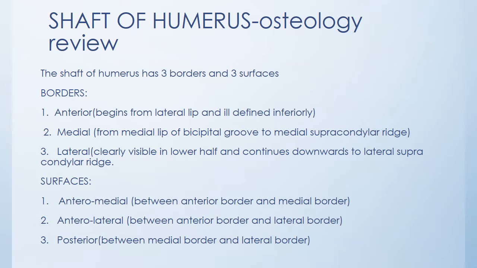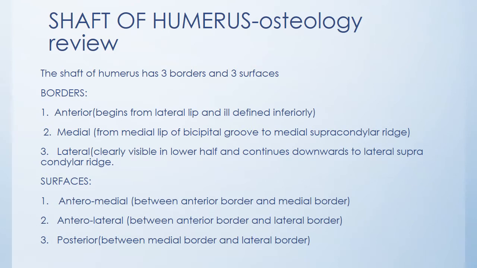It has three borders. One is the anterior, which begins from the lateral lip of bicipital groove and becomes ill-defined inferiorly. The medial border starts from the medial lip of the bicipital groove and continues downward up to the medial supracondylar ridge. Then the lateral border, which is clearly visible in the lower half and continues downward to the lateral supracondylar ridge.